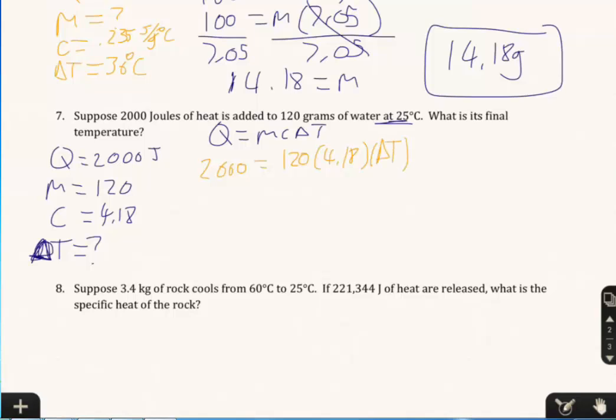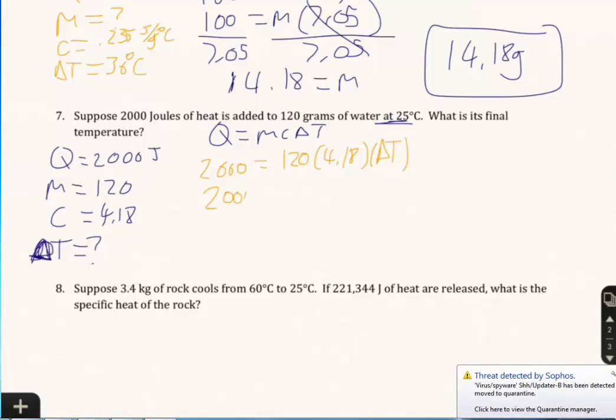I'm going to multiply the 120 times the 4.18, which is 501.6, so 2000 equals 501.6 times delta T, it's still there, and then I'm going to go ahead and divide both sides by 501.6. I end up with 3.99 equals delta T. Okay, that's degrees Celsius. Okay, but this is not the answer to the question. Okay, we have to go one step further.